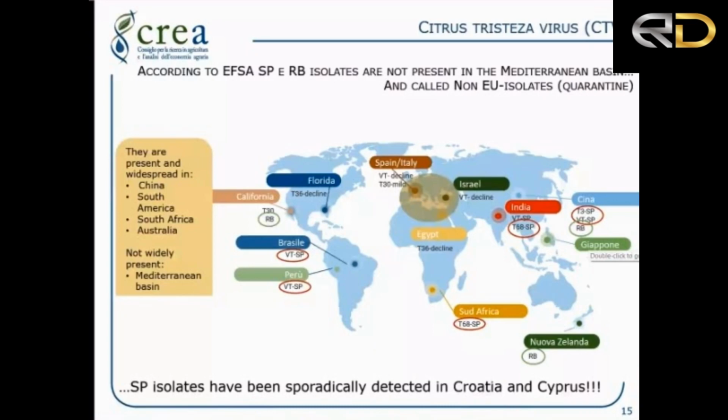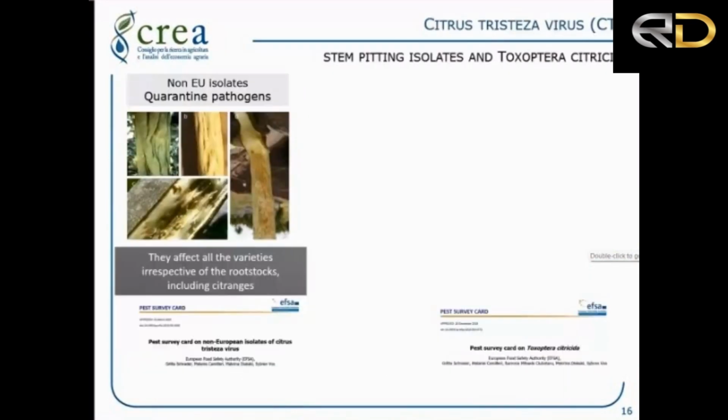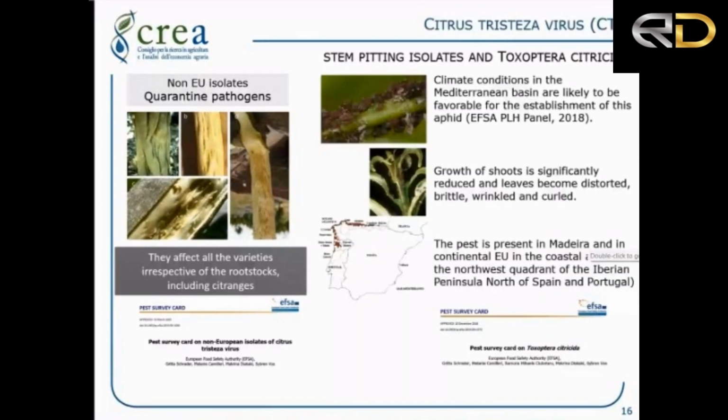Finally, we have to say that stem-pitting isolates are efficiently spread by the vector Toxoptera citricidus. It is still not present in Italy, but according to the climatic conditions, a future spread in all the Mediterranean area is likely. Moreover, its presence has been assessed in the Madeira highlands and in the northwest area of the Iberian Peninsula, very close to the citrus cultivated areas of Spain and Portugal.